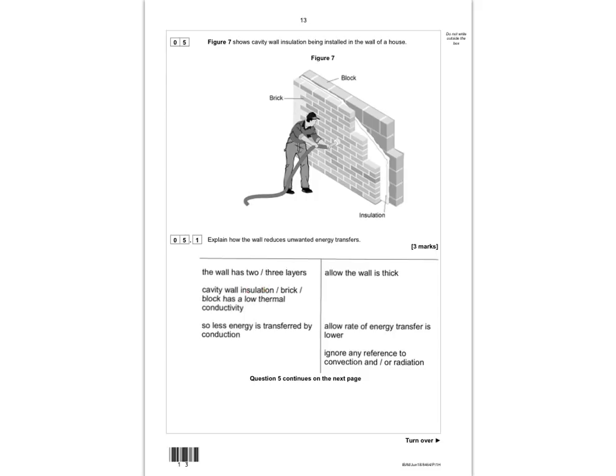Cavity wall insulation in particular, and the brick block has a low thermal conductivity, so a mark for getting across the idea that they've got low thermal conductivity. And finally, what does that mean? That means that less energy is transferred by conduction, so the rate of energy transfer is lower. Any reference to convection or radiation is just ignored. So the one you need to talk about is conduction here, and basically you're saying that the rate of energy transfer due to conduction is lower because you've got low thermal conductivity in the brick and the insulation.